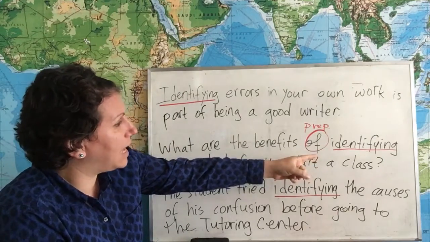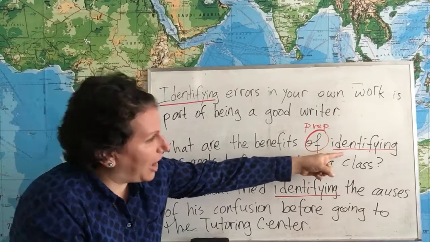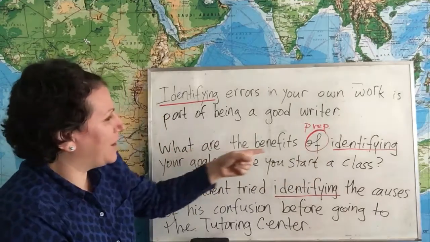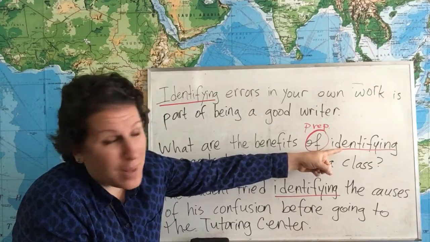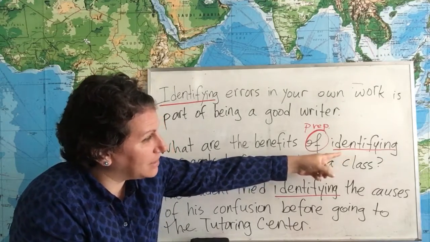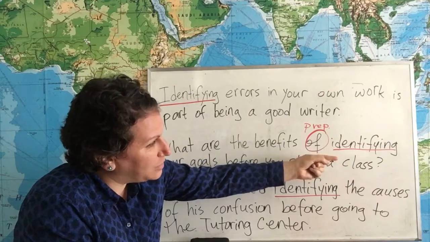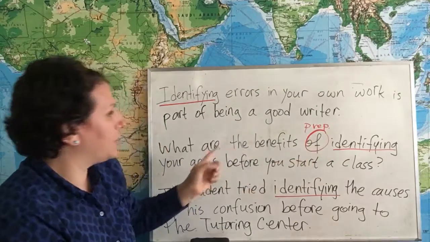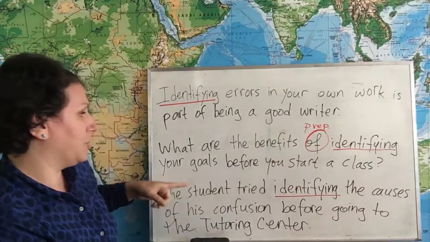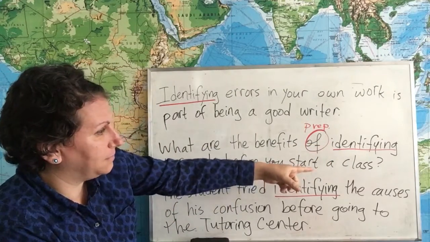So if you just had of identify, what are the benefits of identify? Just the verb form, it doesn't work grammatically. Adding that ing makes it grammatically correct. Now it's become a gerund, it's become a noun form. What are the benefits of identifying your goals before you start a class?